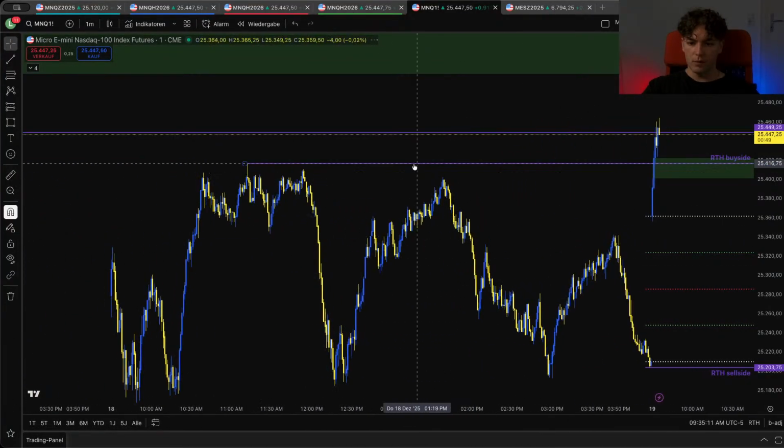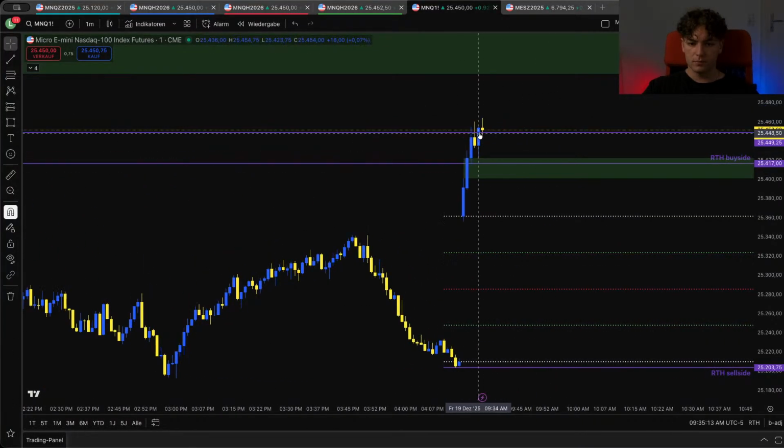So yeah, buy side taken. Maybe we see market structure shift now. Let's see.